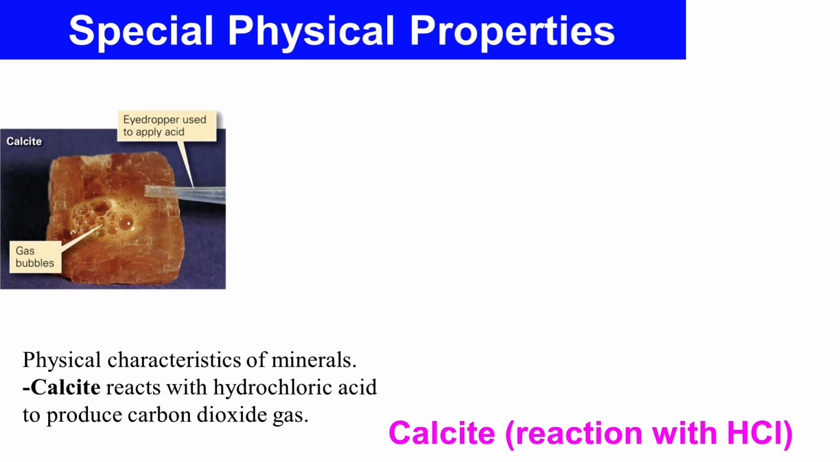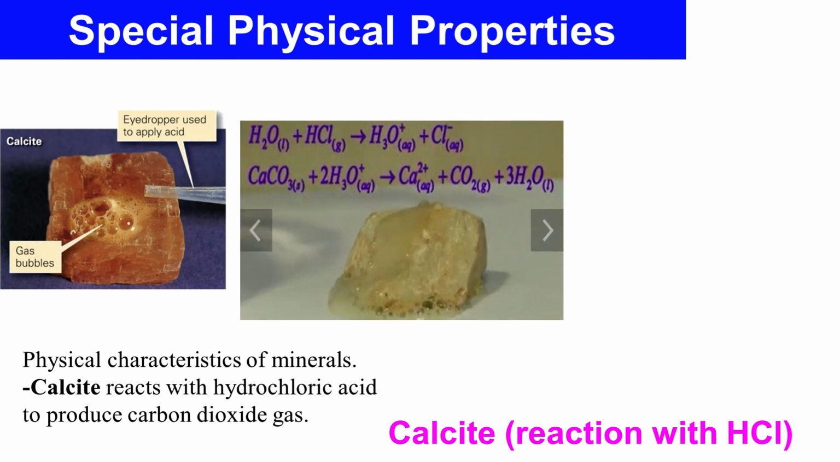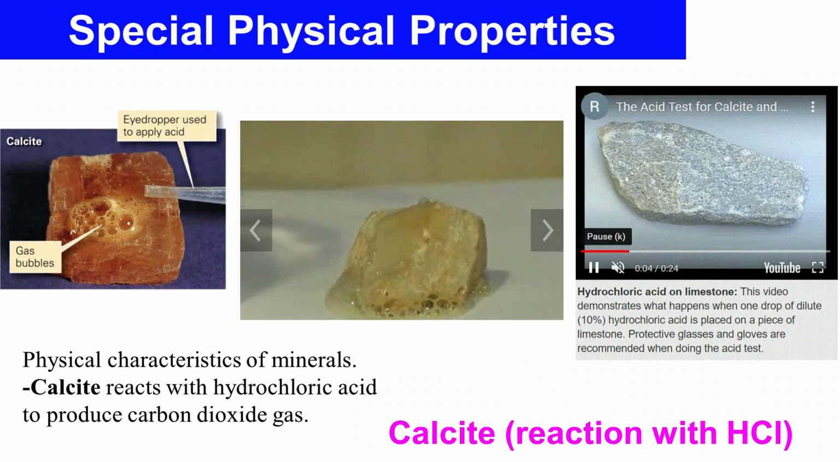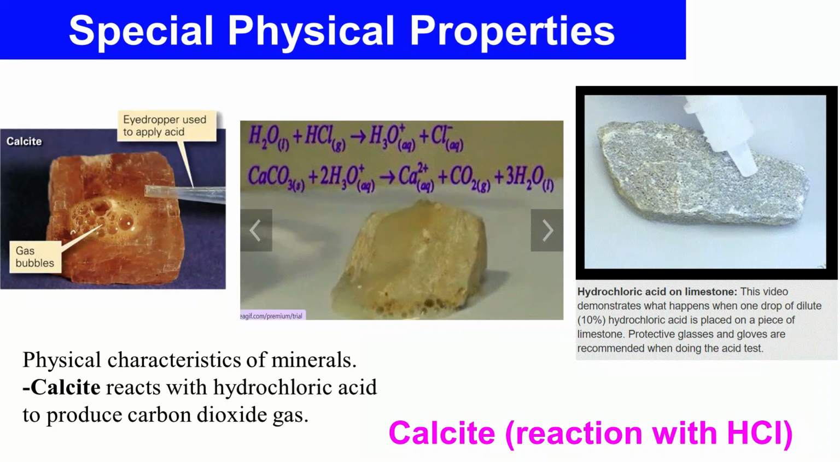Special physical properties for calcite and magnetite. Physical characteristics of minerals: calcite reacts with hydrochloric acid to produce carbon dioxide. Put 1 drop of dilute 10% hydrochloric acid on a piece of calcite. The chemical formula of calcite is CaCO3, calcium carbonate.